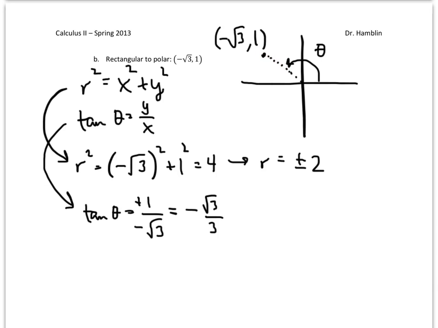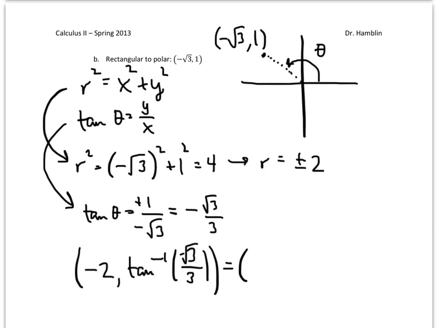So one possibility would be to say that the point we're looking for has polar coordinates negative 2, comma, the inverse tan of minus radical 3 over 3, which would be negative 2, comma, negative pi over 6. Again, just using some knowledge of trig there.